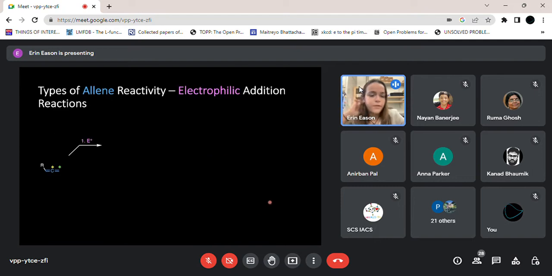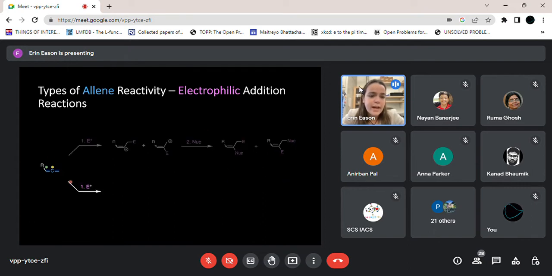So our first type of allene reactivity is this electrophilic addition reaction. If we take this generic allene here on the left-hand corner of the screen, let's think about an electrophile in situ being able to react with this right pi bond. We can imagine that it might either add to our yellow asterisk carbon or our green asterisk carbon. From there, we get these two products here, our carbocationic species. And upon addition of a nucleophile to our flask, we can get these two regioisomers here.